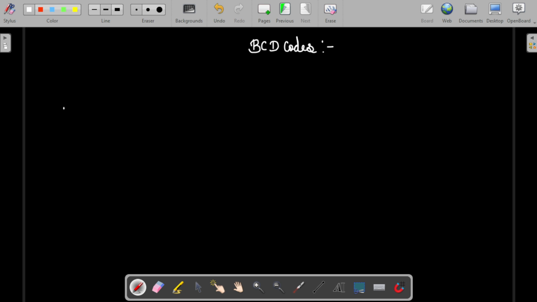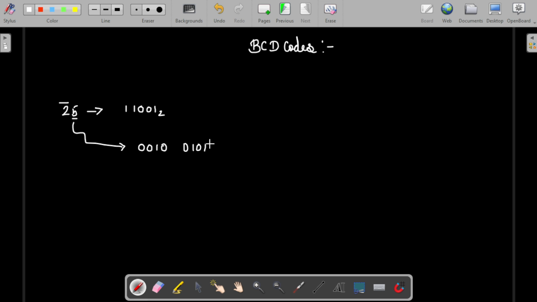If we have 25 in the decimal number, it can be represented in binary as 11001. This value is 25 because 1 plus 8 plus 16. So that will be binary. In order to represent this in BCD, we need to take individual digits, 2 separately and 5 separately. 2 can be represented by 0010, 4 bits we have to represent, and 5 can be represented as 0101.